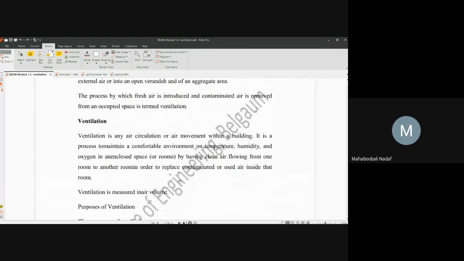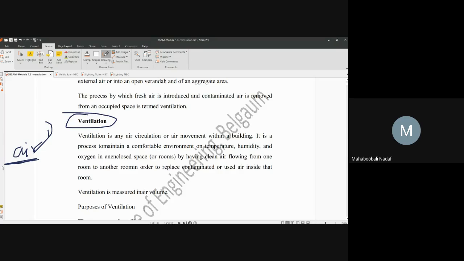Yes, sir. Okay. So ventilation means what? From your general understanding, what is ventilation? In rough words, can you tell me? Ventilation: flow of air, proper circulation of air within the building. Yes, correct. That is the first, basic point.